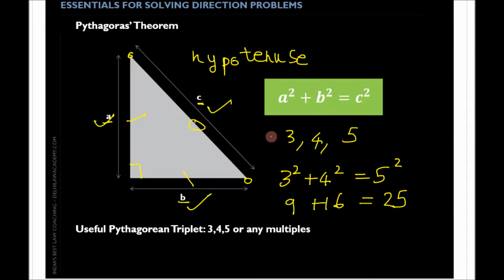The thing about Pythagorean triplets is that even multiples of this also obey the same relationship. So instead of 3, 4, 5, if you had 6, 8 and 10, you'd find the exact same thing holding. 6 square, which is 36, plus 8 square, which is 64. 36 plus 64 is equal to 100. 100 is 10 square. So 6, 8 and 10 also follow this Pythagorean triplet relationship. This is something that will save you time in examinations, something that you should definitely keep in mind.